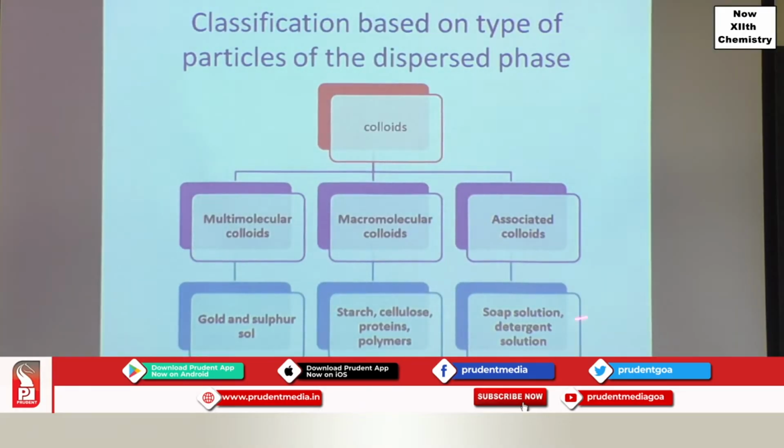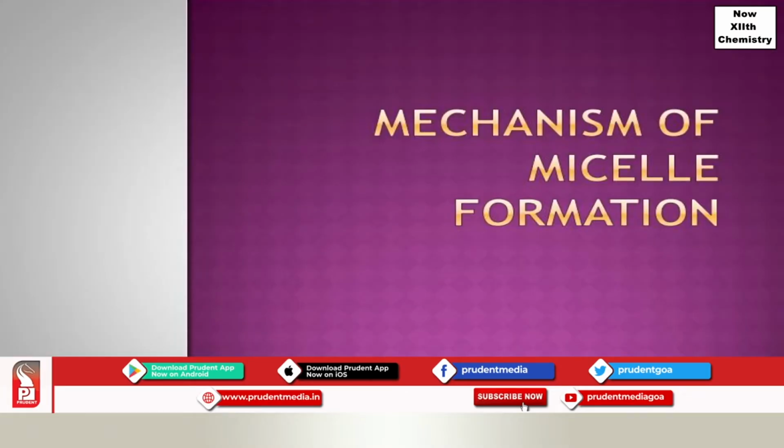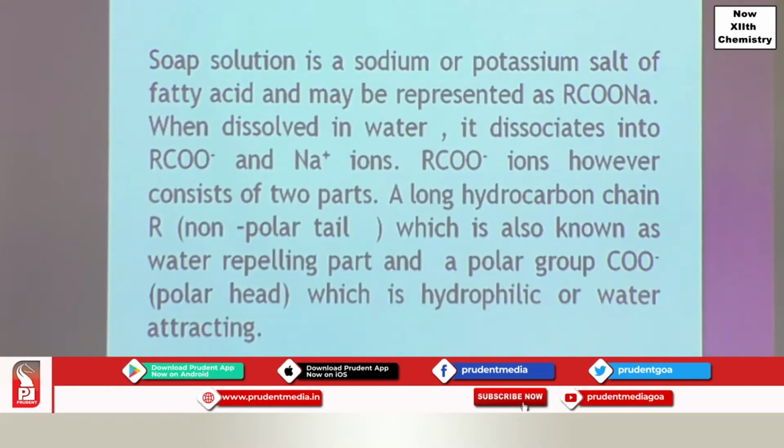So, what are the examples of associated colloids? Soap solution and detergent solution are examples of associated colloids. For soaps, the CMC, that is the critical micelle concentration, is between 10⁻⁴ to 10⁻³ moles per liter. Let us see now the mechanism of micelle formation. We will take the example of soap solution.